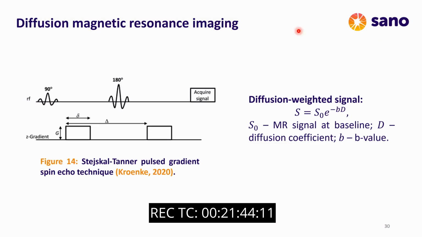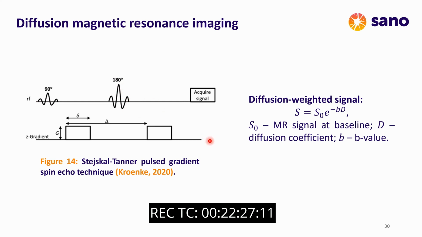So first, let's talk a little bit about diffusion magnetic resonance imaging. The diffusion-weighted sequences, which are based on the pulsed gradient spin echo technique, are used to acquire the diffusion magnetic resonance signal. This technique works on a principle similar to the standard spin echo technique that I presented earlier. So here we also use the 90 degrees pulse and 180 degrees pulse. And in this technique, additionally, two symmetric strong diffusion sensitizing gradients are applied on both sides of the 180 degrees pulse.